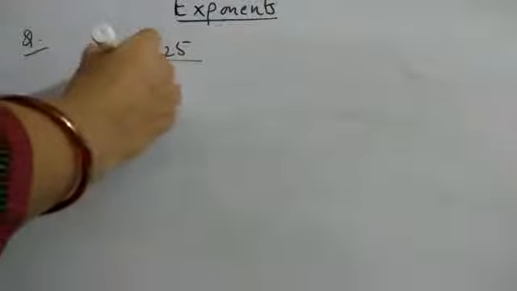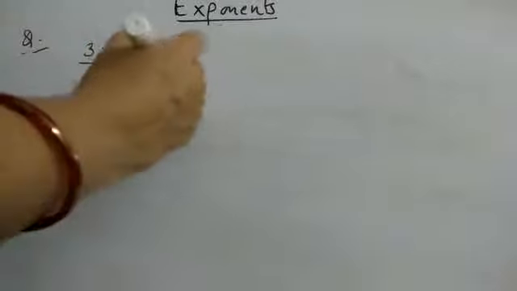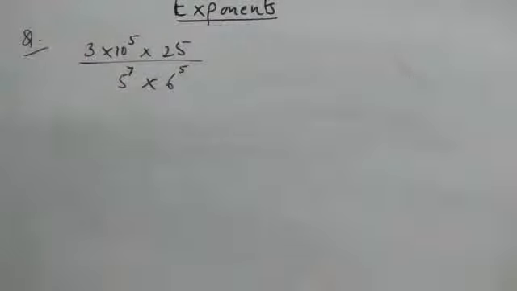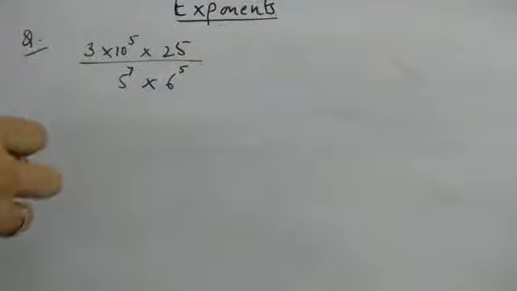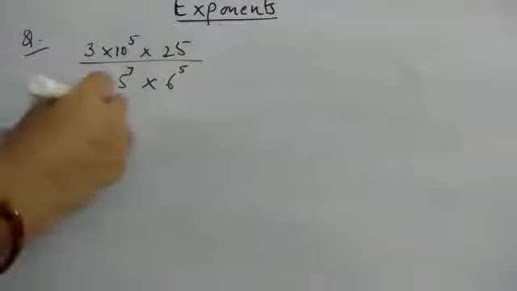Now the last sum. See. 3 into 10 to the power 5 into 25 upon 5 to the power 7 into 6 to the power 5. Now this is the last sum by using the laws. Next we will be taking the standard form. In such kind of sums we did previously also, what did I say? You have to convert all the numbers to their prime factors. So 3 is already prime.